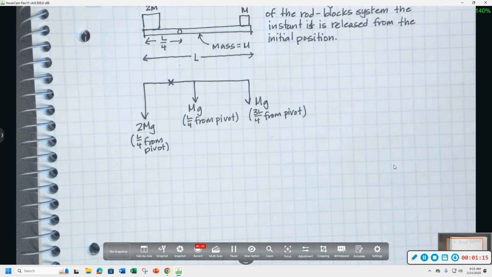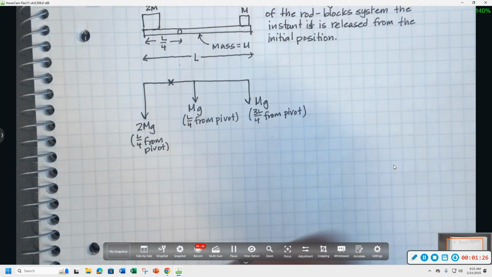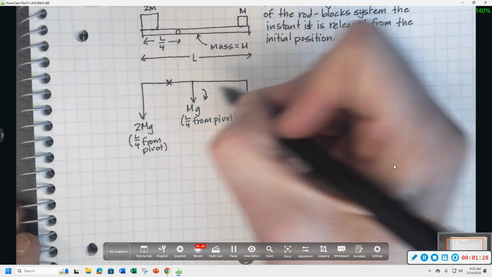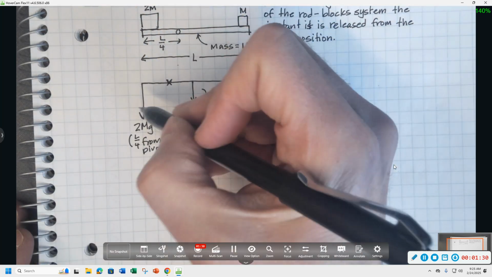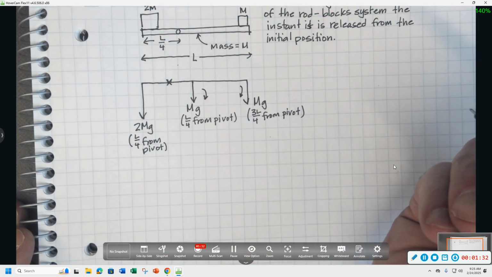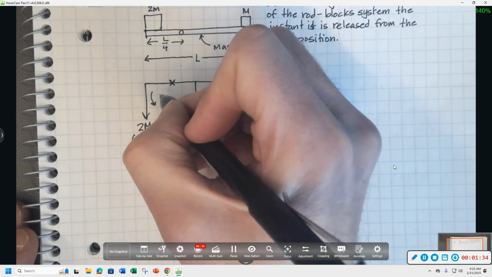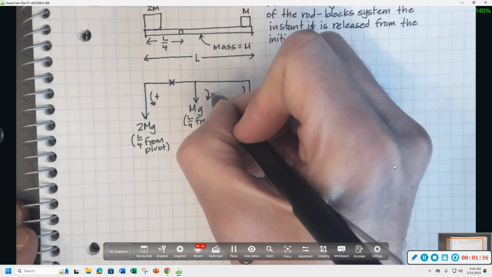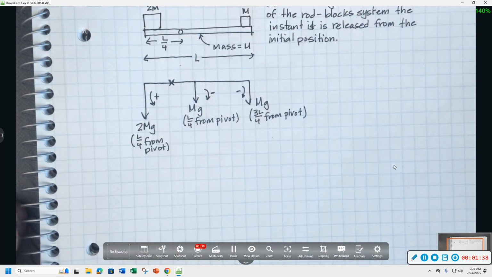Okay, so any force that is to the right of that pivot point is going to cause it to rotate clockwise or counterclockwise? Clockwise. Okay, so this is going to cause it to rotate clockwise, and then this one is going to cause it to rotate counterclockwise. Okay, so positive here, negative here, negative here.